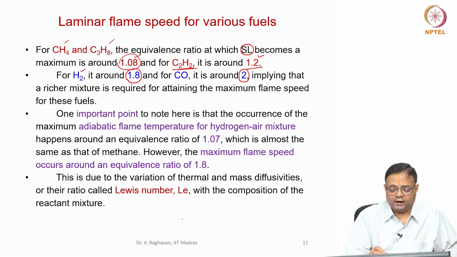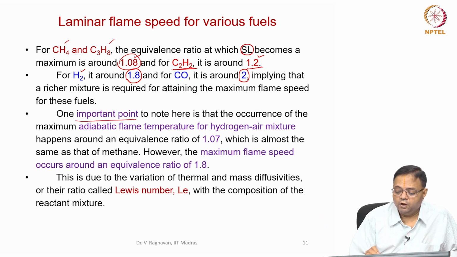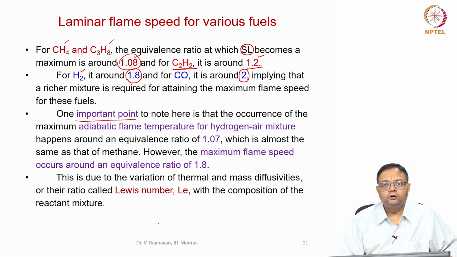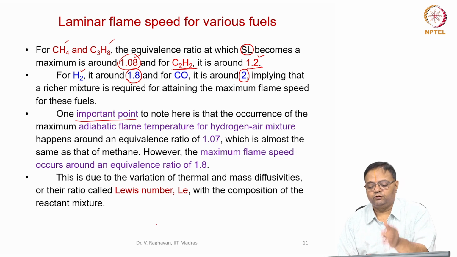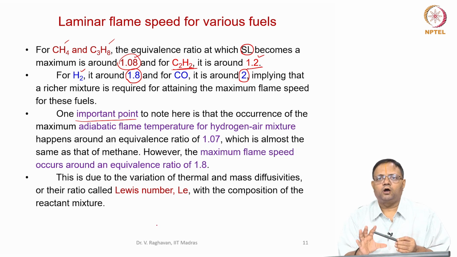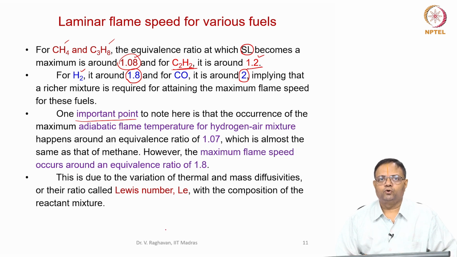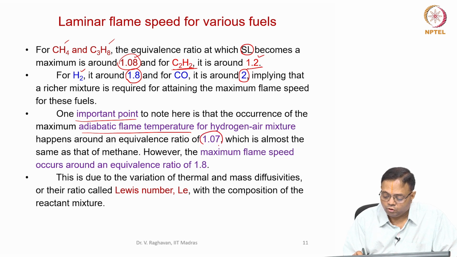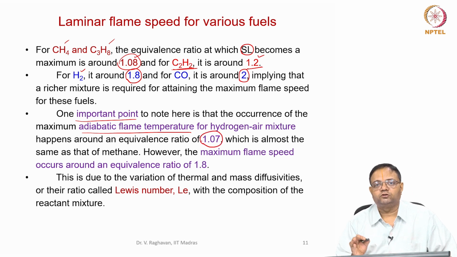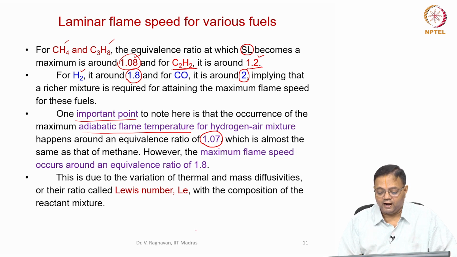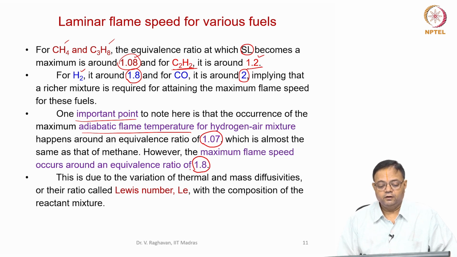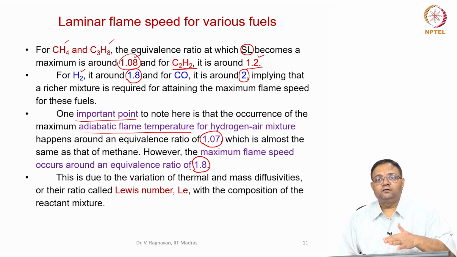Now, another important point to note here is the occurrence of the maximum adiabatic flame temperature. For other fuels, say CH4, C3H8, C2H2, etc., it occurs at the same or not much different equivalence ratio as the maximum flame speed. But for hydrogen, the adiabatic flame temperature reaches a maximum on a slightly richer side only, at 1.07 itself. On the other hand, the flame speed attains its maximum value at 1.8. So, this is another shift.